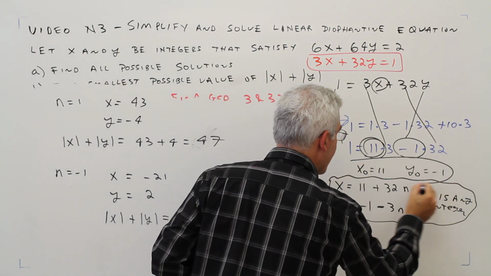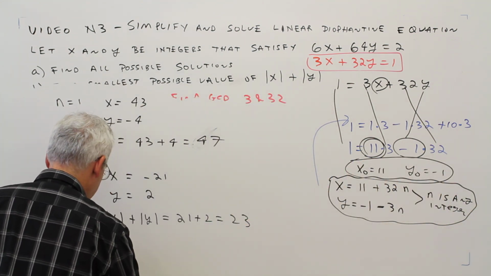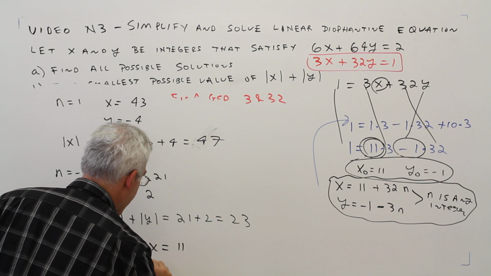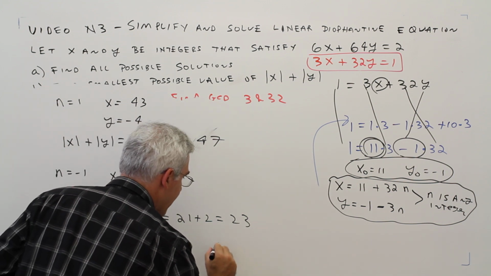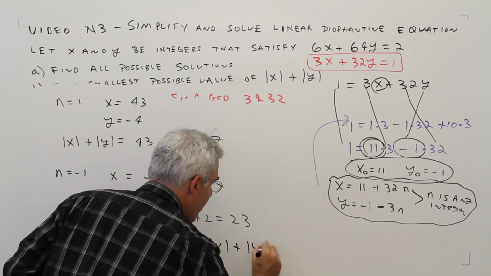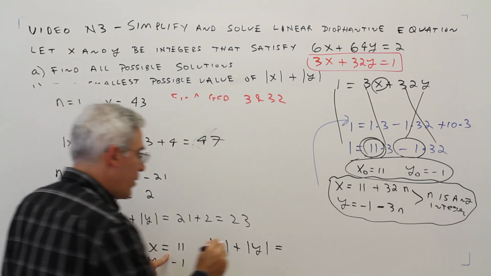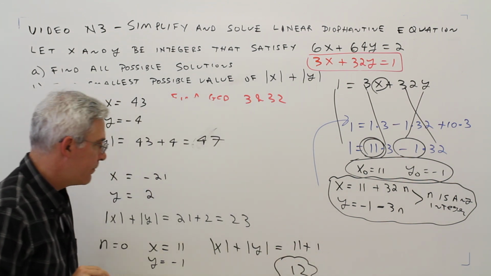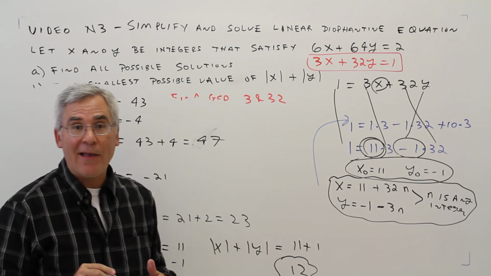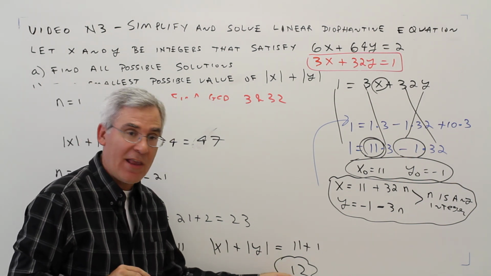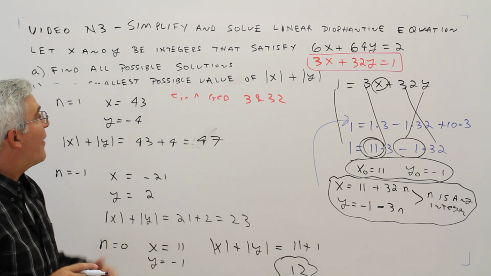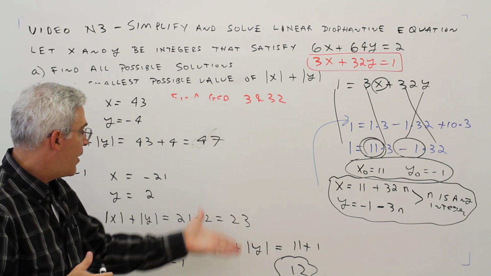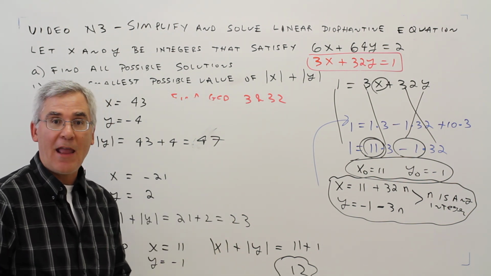Let's try this. So for n equals 0, I had x equal 11, y equal minus 1. The absolute value of x plus the absolute value of y would be 11 plus 1, which is 12. And that is going to be the smallest possible value. So that's the answer to part B. So there you have it, how to simplify linear Diophantine equations, solve them, and then report specific answers that are asked for.